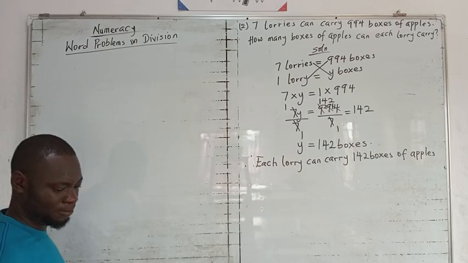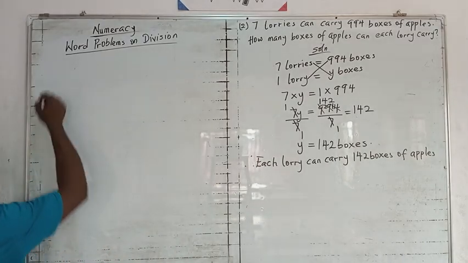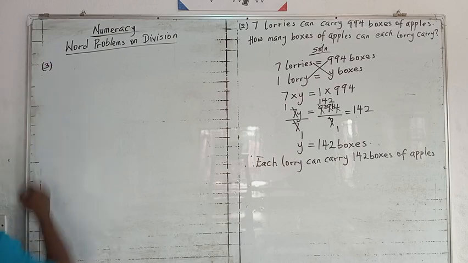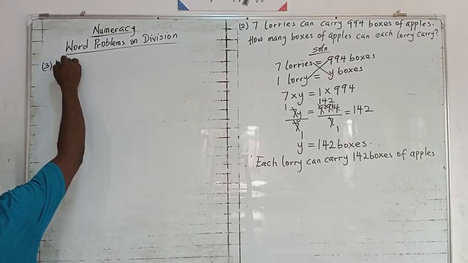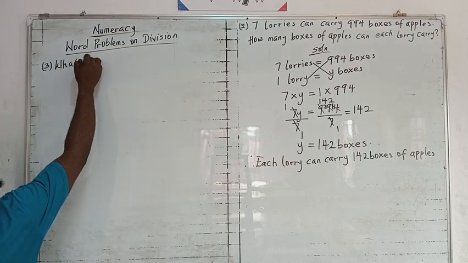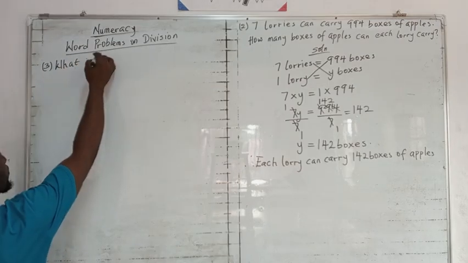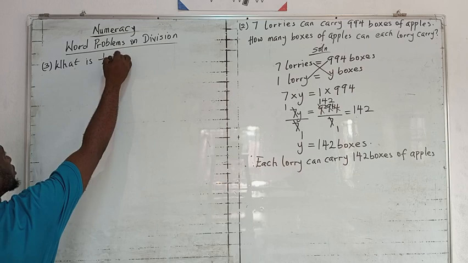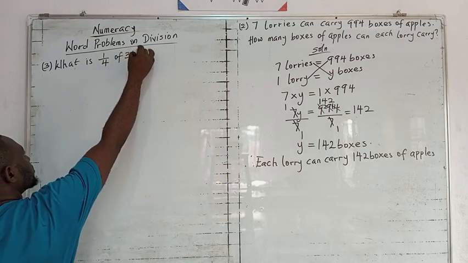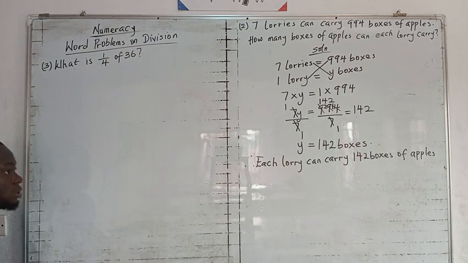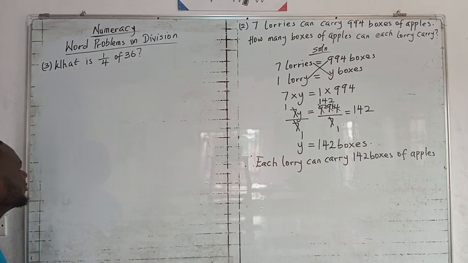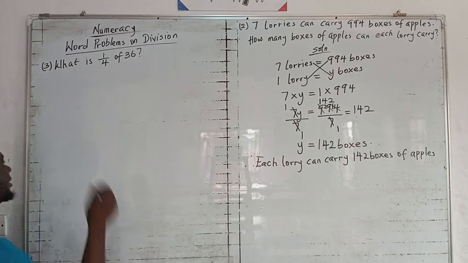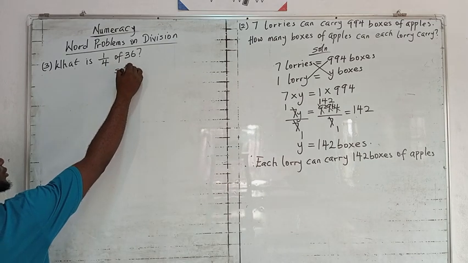It says, that should be number 3. It says, what is 1/4 of 36? What is 1/4 of 36? If you know how simple this is. Okay, let's look at it. Solution.